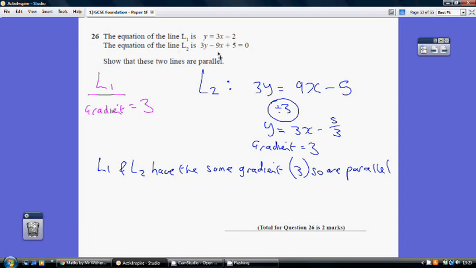Now with line 2 we need to rearrange this to get it into a similar format. So let's start off by making 3y the subject. So let's undo the minus 9x and the plus 5 by taking both of these to the other side. So we have 3y equaling 9x minus 5. Now I don't want it to be 3y, I want it to be y, so I'm going to divide both sides by 3. So y equals 3x minus 5 over 3. And now that I've got it into y equals mx plus c format, I can see that its gradient is also 3. So L1 and L2 both have the same gradient of 3, so therefore the two lines are parallel.